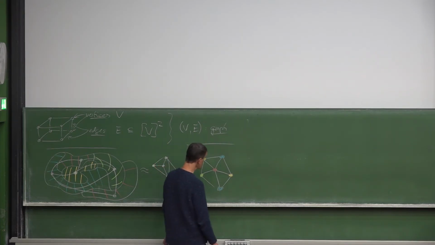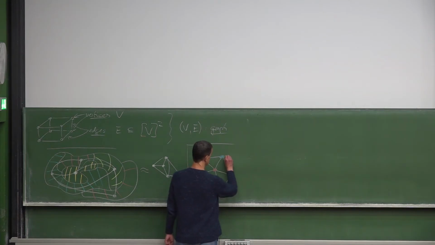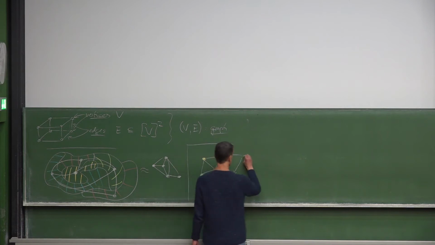Okay, so vertices that form an edge between them are called adjacent.